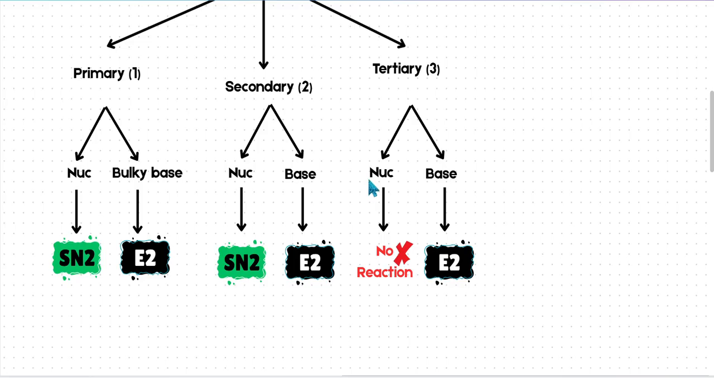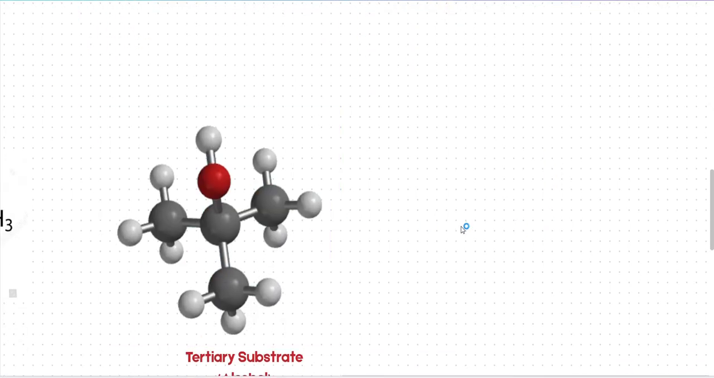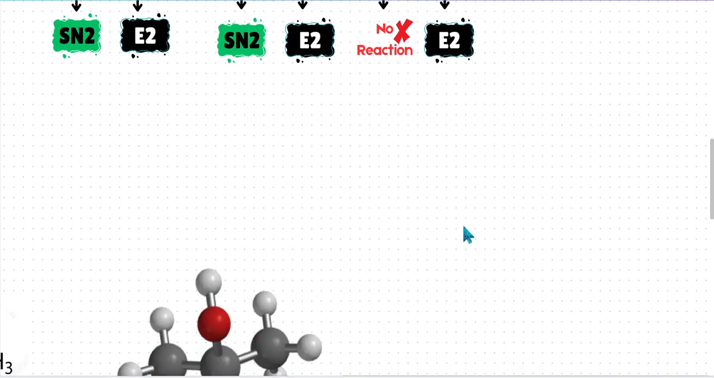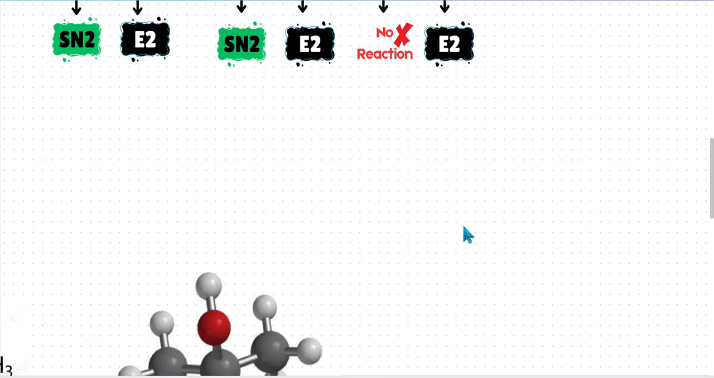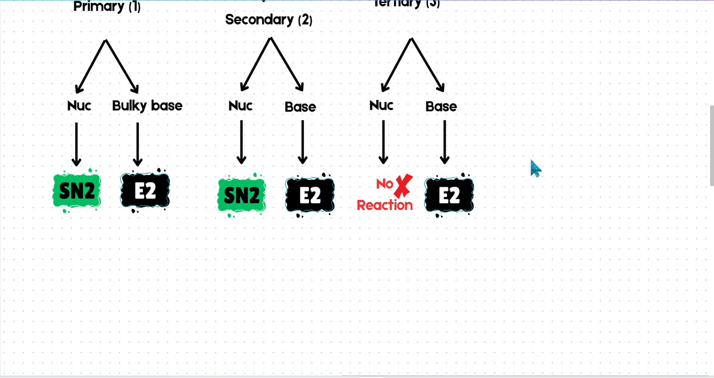But here, if you're having a nucleophile, no reaction will occur due to the steric hindrance. Remember, a tertiary substrate is a very large molecule. As you can see here, this one is a tertiary substrate. So it cannot undergo an SN reaction, but the only thing it can undergo is what? An elimination reaction in order to create a double bond. So here, it's only the base that works out to make the reaction possible. If you're having a nucleophile, due to steric hindrance, the reaction will not occur. So it's only a base that could lead you to your E2 reaction.